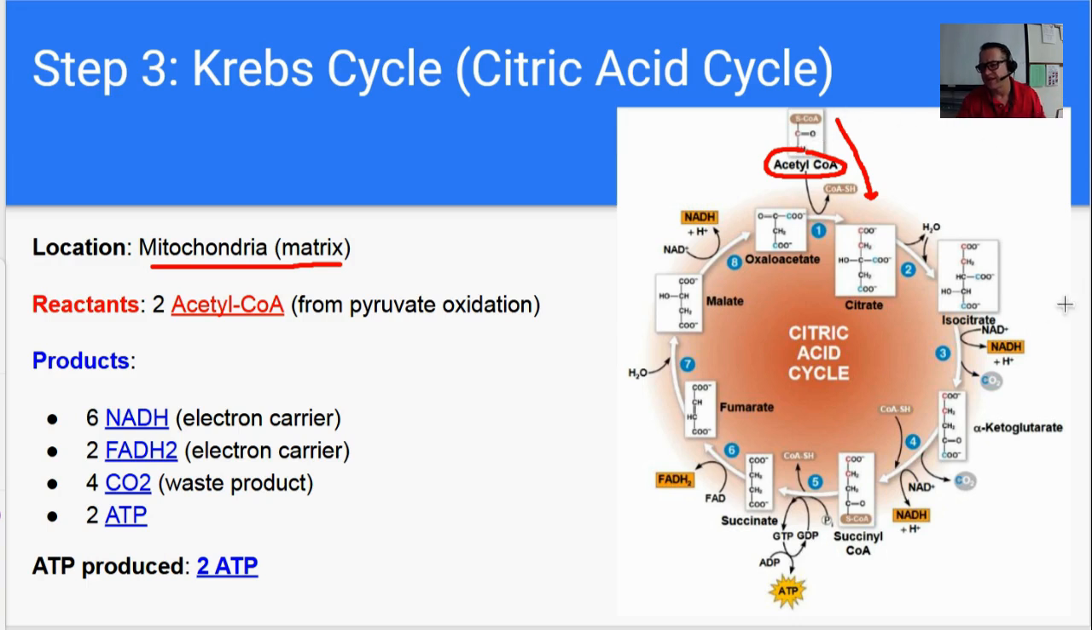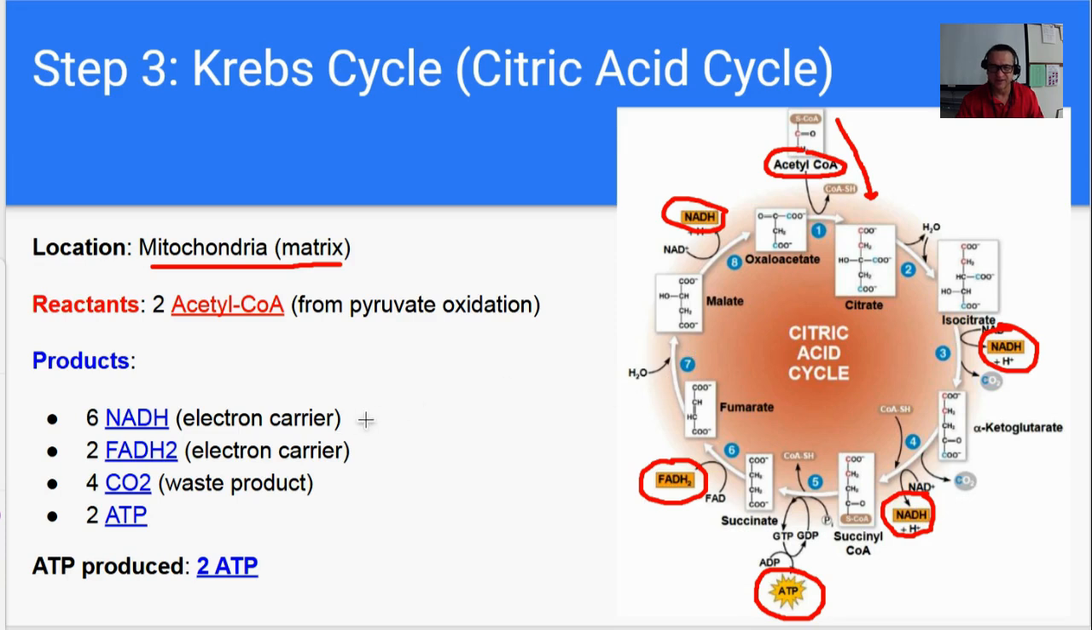All right, so what do we get? As these molecules get broken down, we're going to get 3 NADHs, electron carriers, per acetyl-CoA. But remember, we have 2 of them, so we're really going to make 6. We're also going to make 1 FADH2 per acetyl-CoA. But since we have 2 of them, we're going to get 2 FADH2s. And with the 2 acetyl-CoAs, we're going to make 2 ATPs.